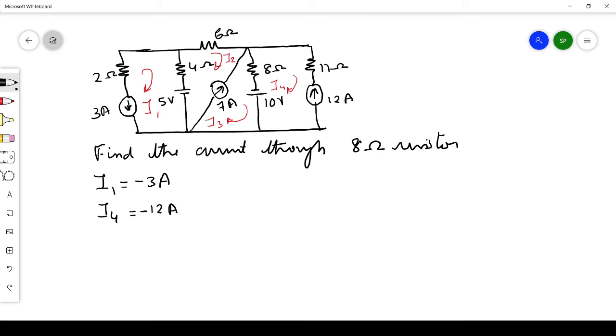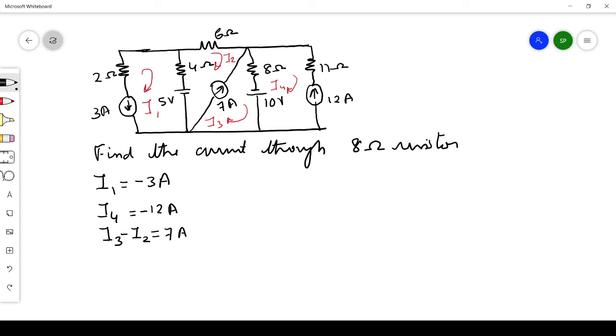So now, as I already told you, mesh 2 and mesh 3 form a super mesh, because there is a common current source of 7 ampere present between those two meshes. For the super mesh, we will write the current equation for this current source. You can see I2 and I3 are flowing, so we can write I3 minus I2 is equal to 7 amperes.